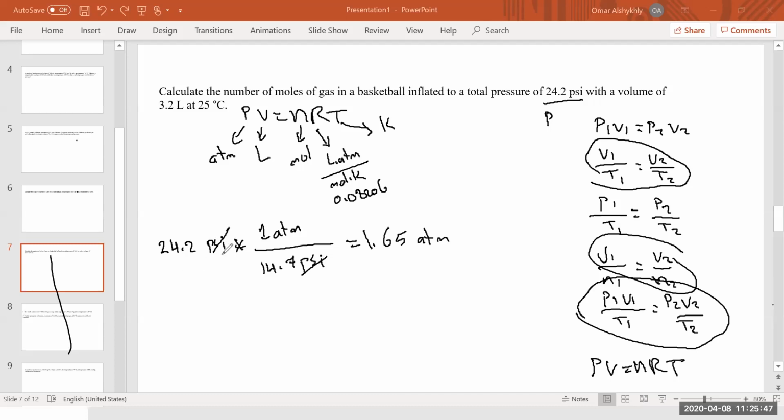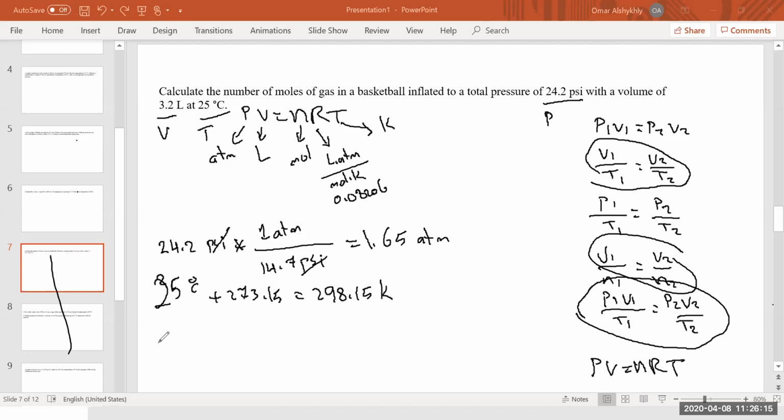Now, temperature. Temperature here is in Celsius degrees, supposed to be in Kelvin. So it will be 25 Celsius degree plus 273.15, and it will be 298.15 Kelvin. Volume is in liter, so we are fine.